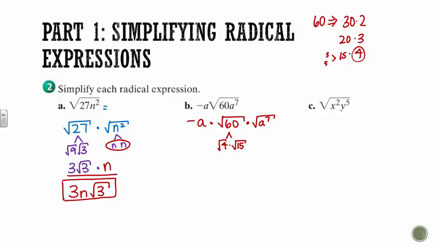So what we're going to do is take the square root of both of those. Remember, we still have this negative a out here. Square root of 4 is 2. Square root of 15, I don't know.